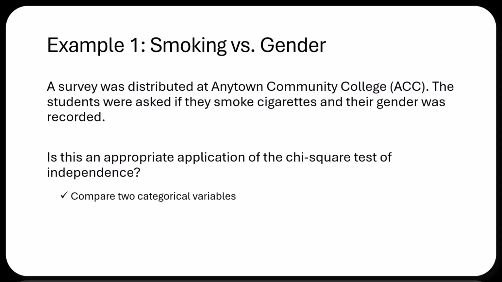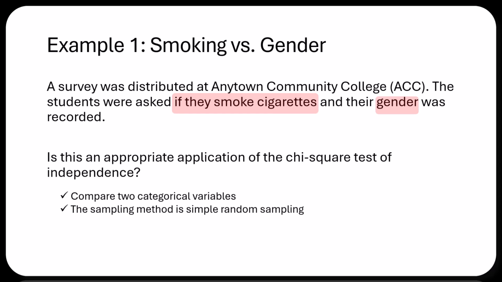First of all, are we comparing two categorical variables? Well, one variable is, do you smoke cigarettes? So the answers to that question would be yes or no. That's definitely categorical because it's a label. Likewise, the gender, in this case we're going to split them into male and female, is also considered categorical or qualitative. Was the sampling method simple random sampling?